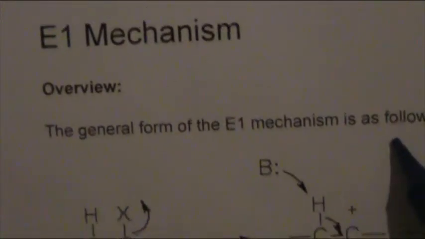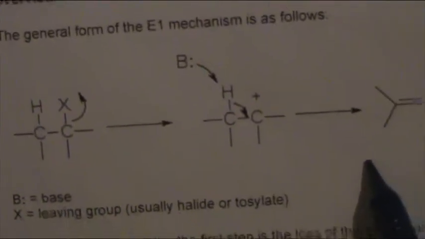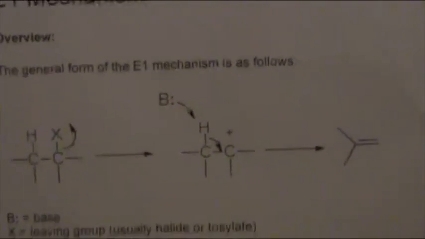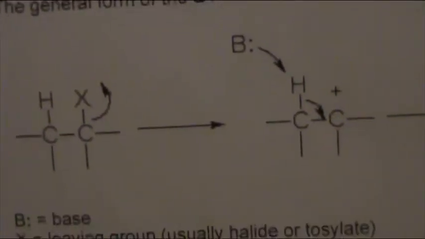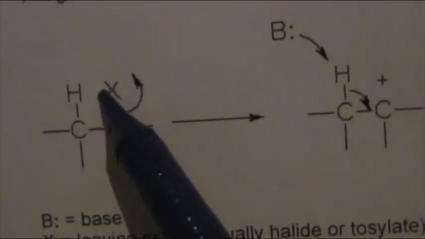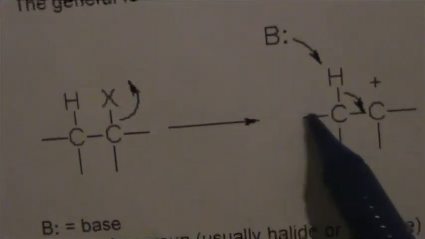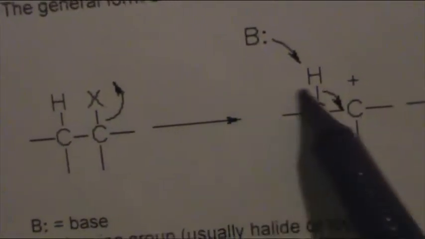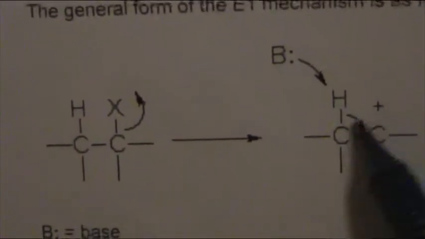This is the general form of E1 mechanisms. Now we see more clearly. You can see what's going on here. This is the halogen group, which is leaving, and the base is coming. In the next step, what you see is when this leaves, there will be a plus charge here on this carbon.